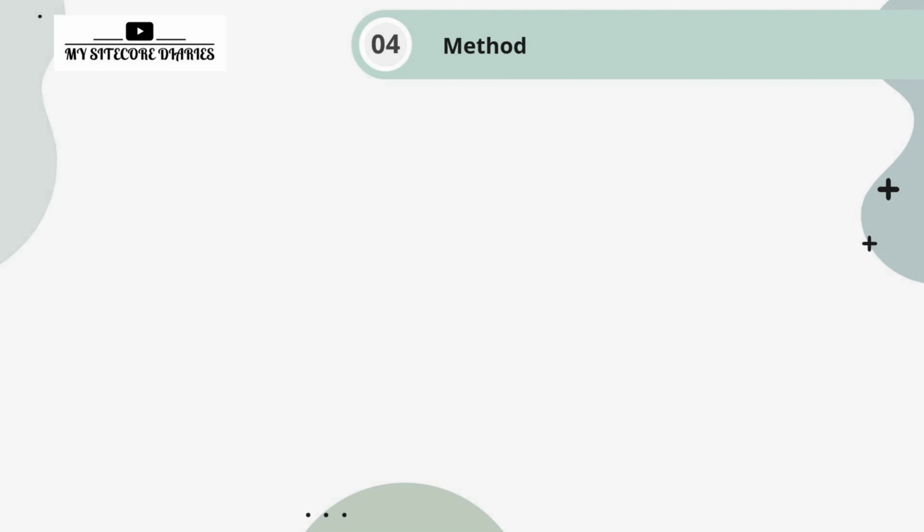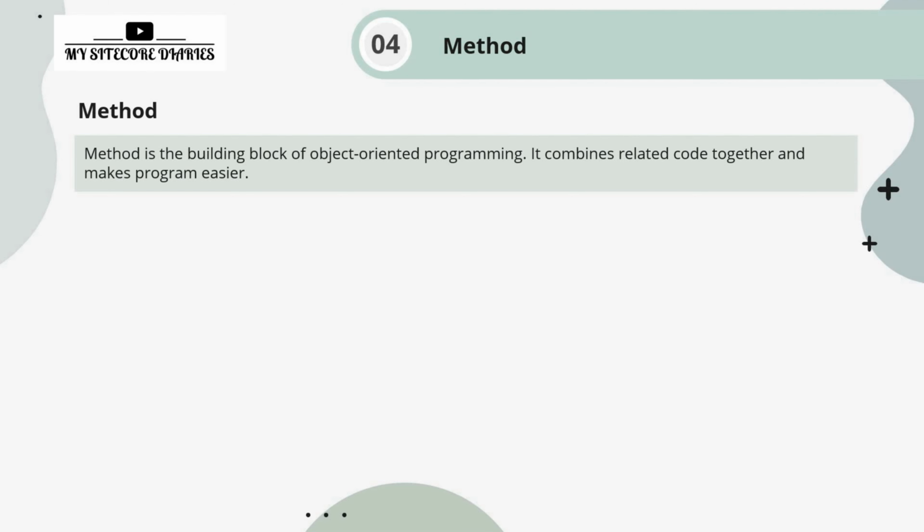Now we will see what is a method. Method is the building block of object-oriented programming. It contains related code together and makes the program easier. It contains related lines of code, which will make your code modular. You can have a separate method for different purposes.